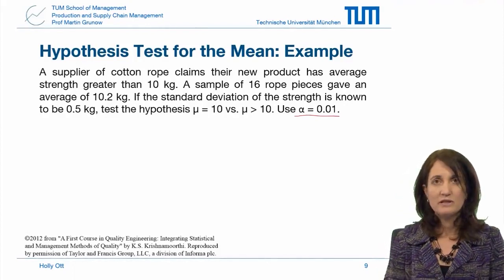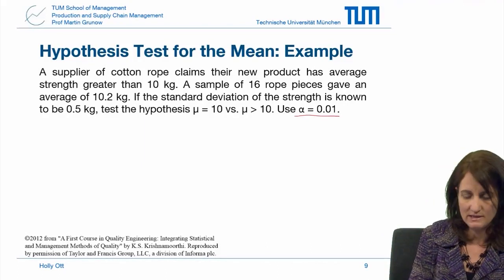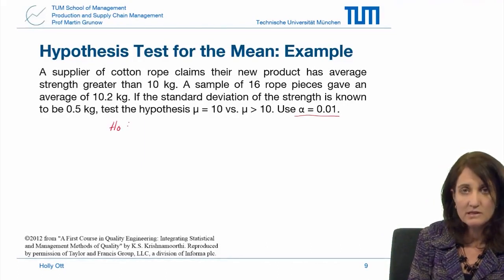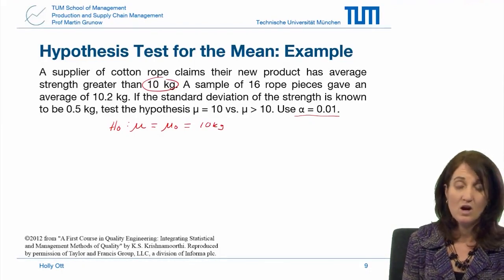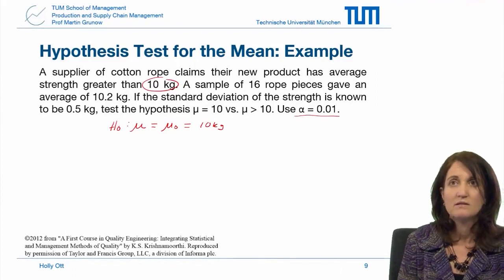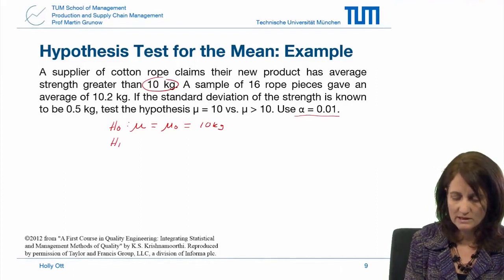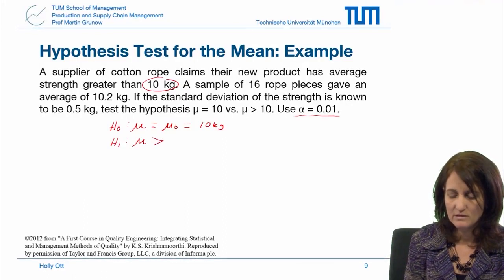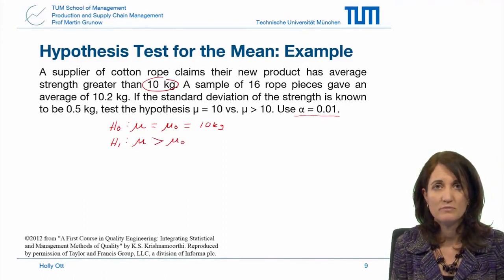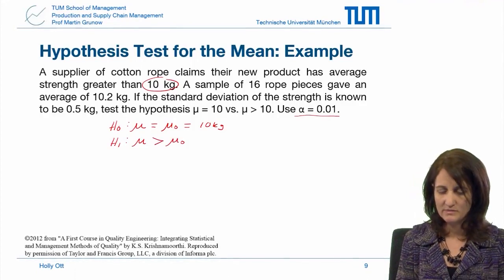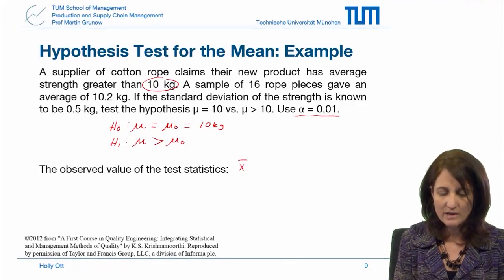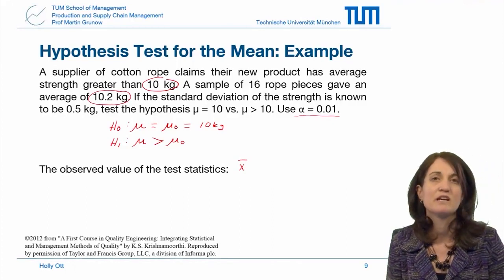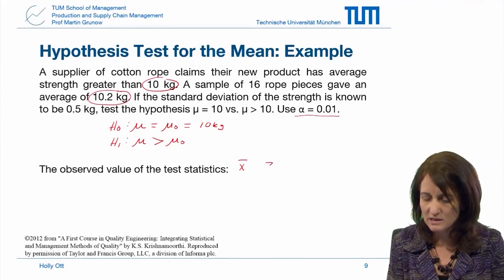So the first thing we need to do is to set up our hypotheses. H0 is going to be mu is equal to mu 0, which equals 10 kilograms. Our claim that our average strength is greater than 10 kilograms is H1: mu is greater than mu 0. Now we need a test statistic for this. We're looking at the mean, so we want to look at x bar, and we have an x bar value of 10.2 kilograms.